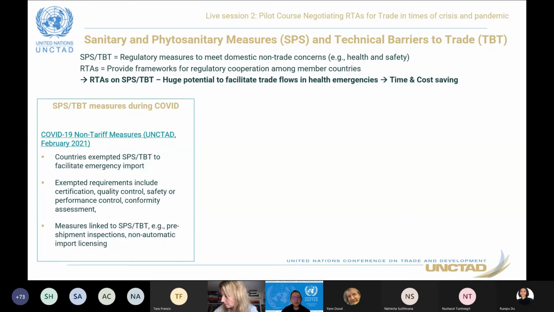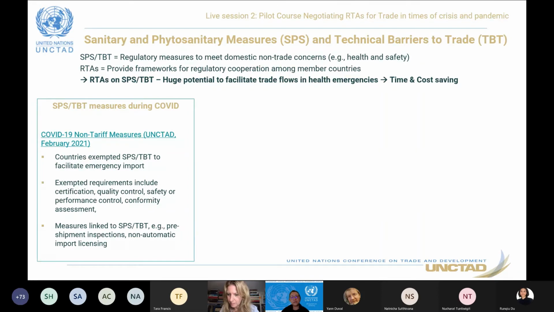It was not only SPS and TBT per se, but they also exempted the measures linked to SPS and TBT, such as pre-shipment inspections and non-automatic import licensing. Okay, so it was good that countries were flexible enough to waive certain requirements, but this also added a bit of complication, because when they were doing that as temporary and emergency measures, it wasn't always clear what the time frame and the scope of it were.